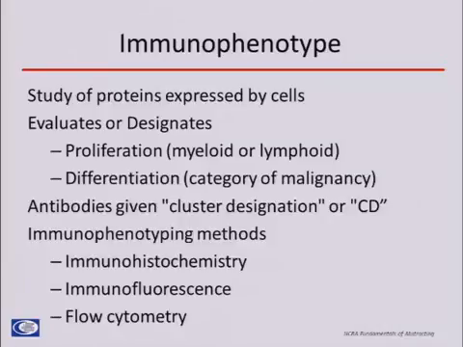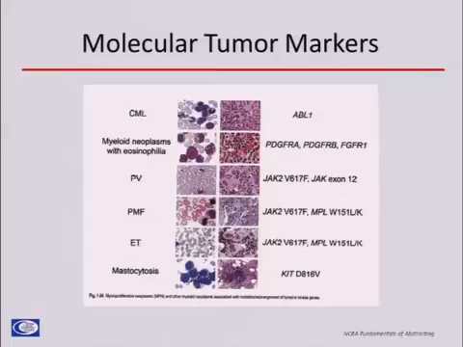But there are certain combinations of cluster designations that will establish a diagnosis of certain types of leukemias or lymphomas, not leukemias. So you'll only see the CDs in the lymphomas because it has to do with the white blood cells. But it can be diagnostic. And the immunophenotyping, again, are the usual IHC, FISH, flow cytometry. And here again is our alphabet soup.